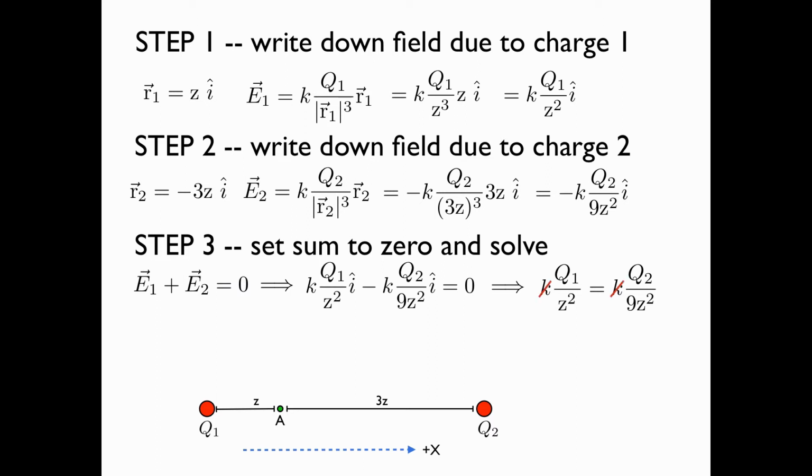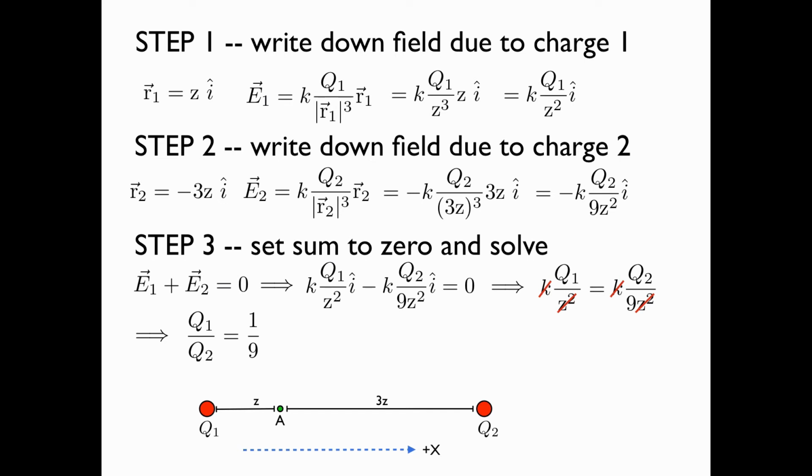Now we can cancel out the k's on both sides, and we can also cancel out the factors of z squared that appear on both sides. Now if we divide both sides by q2, we have the following ratio. The ratio of charge q1 to q2 is equal to 1 over 9.